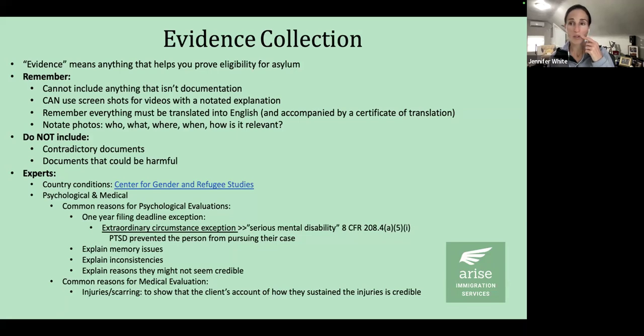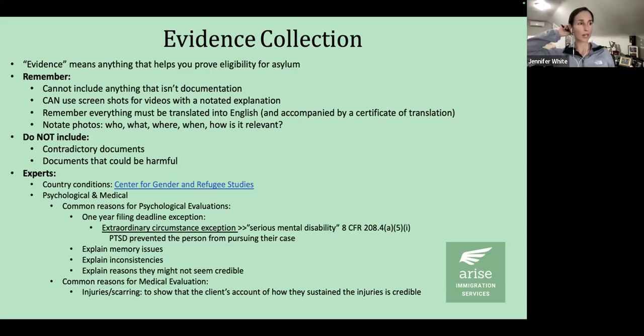And then in terms of medical evaluations, they can be used for a lot of reasons too. So female genital mutilation, that's been a really common one. Evaluations of scarring and injuries to basically say, like, yes, this is the pattern of the scarring, this is the nature of the injury. It's consistent with this person's explanation of how the injury was sustained. Again, that's just really showing credibility that your client's telling the truth, even if it's really obvious.